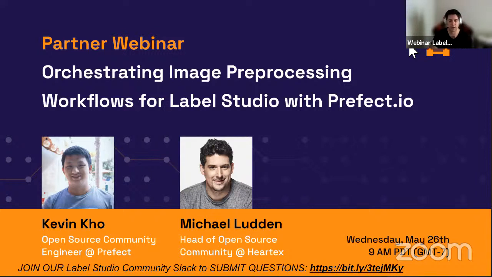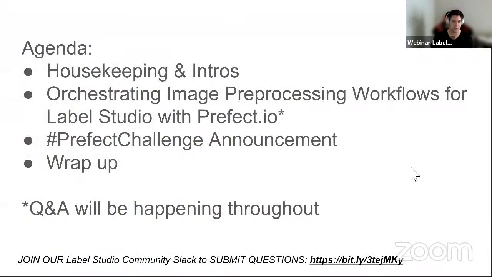Now, Kevin, before I kick it to you, just a few more things. I just want to run everybody through what we're going to be talking about. A little bit of housekeeping, then I have a slide where we're going to talk about some upcoming stuff. I'll introduce Kevin, and I'll kick it over to him, and we'll get right into the meat of today's webinar, which is orchestrating image preprocessing workflows for Label Studio with Prefect.io. I know a lot of folks in our community are working with images, very detailed annotations and images, and I think this could be very useful for a number of you.